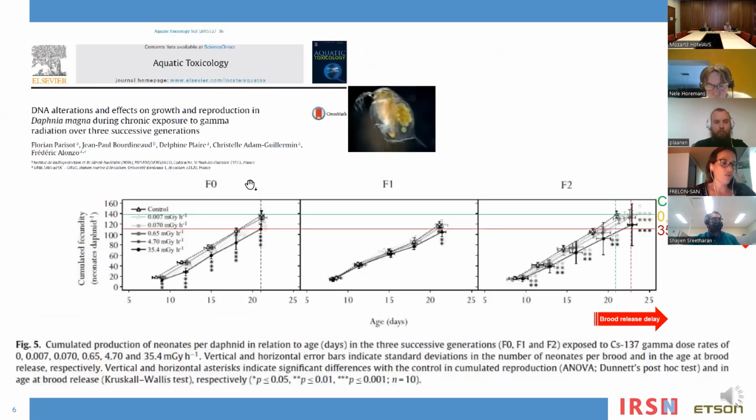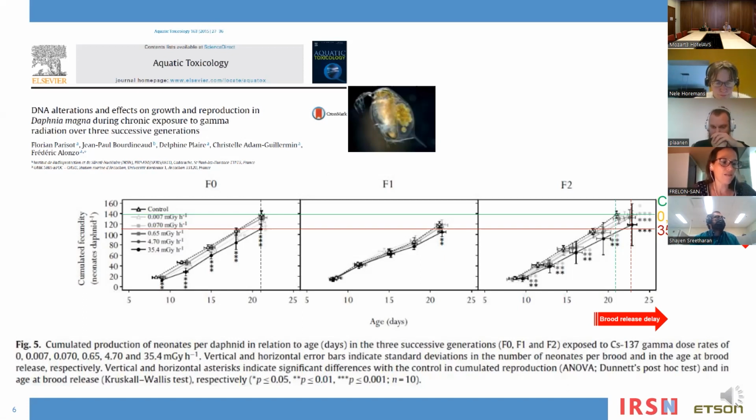And I will first start with the example of Daphnia magna, published a few years ago in Aquatic Toxicology. Daphnia magna is a planktonic crustacean which exhibits cyclical parthenogenesis.